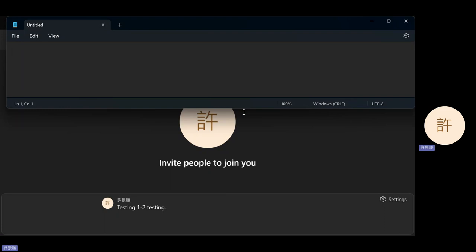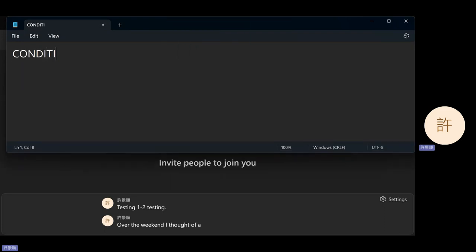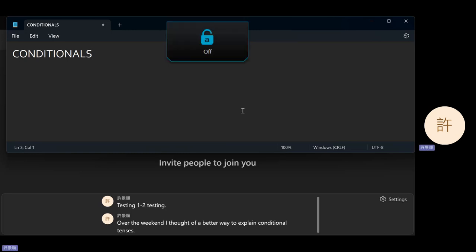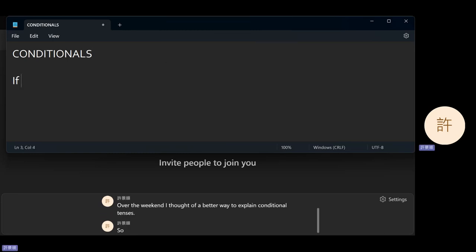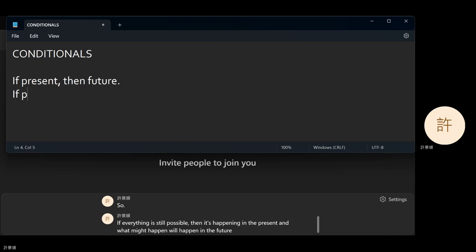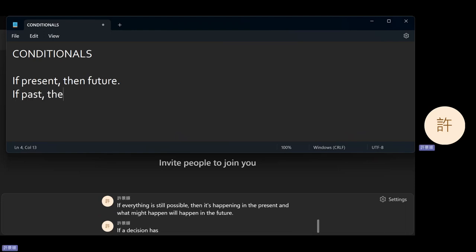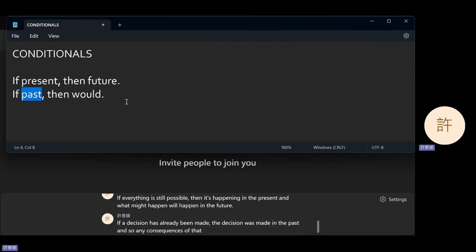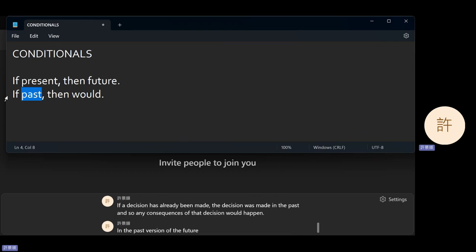Over the weekend, I thought of a better way to explain conditional tenses. So, if everything is still possible, then it's happening in the present, and what might happen will happen in the future. If a decision has already been made, the decision was made in the past, and so any consequences of that decision would happen in the past version of the future. That's why we use the word would.